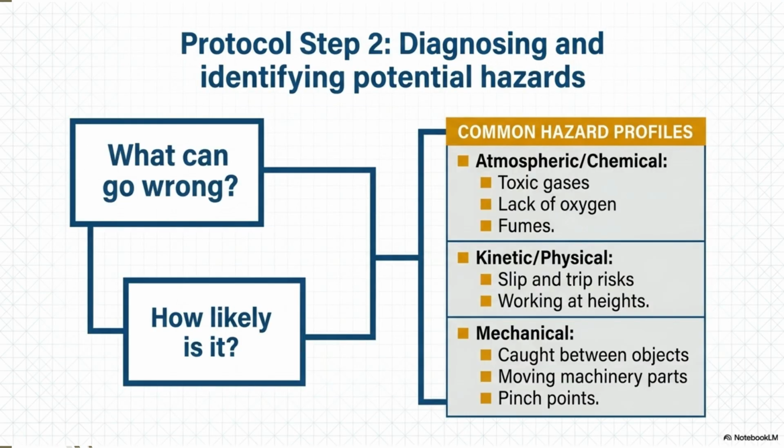Step 2 focuses on diagnosing potential hazards by asking two fundamental questions. What can go wrong, and how likely is it? We categorize risks into common hazard profiles. Atmospheric and chemical hazards include toxic gases, oxygen deficiency, or fumes. Kinetic and physical hazards cover slip and trip risks or working at heights. Mechanical hazards involve pinch points, moving machine parts, or getting caught between objects. Identifying these profiles systematically ensures every potential threat is caught before execution.